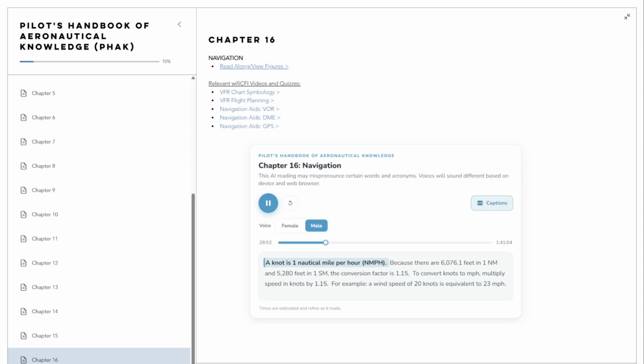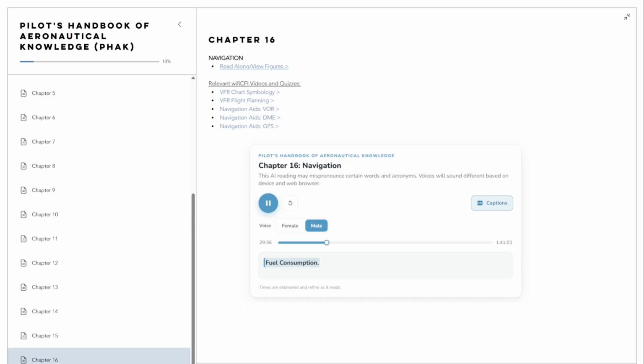A knot is 1 nautical mile per hour, nmph. Because there are 6,076.1 feet in 1 NM and 5,280 feet in 1 SM, the conversion factor is 1.15. To convert knots to mph, multiply speed in knots by 1.15. For example, a wind speed of 20 knots is equivalent to 23 miles per hour. Most flight computers or electronic calculators have a means of making this conversion. Another quick method of conversion is to use the scales of NM and SM at the bottom of aeronautical charts.